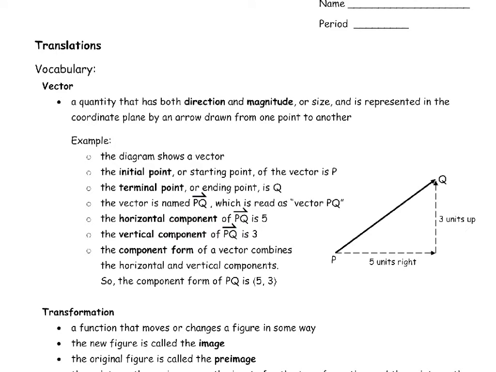The horizontal component of PQ, meaning horizontally left or right, how we move, is 5. The vertical component, how we move from down to up, is 3. The component form of a vector combines the horizontal and vertical components, so you would see it as such, where it is <5, 3>. Sometimes we would also write it as such: x, since we went right 5, plus 5, and y, since we went up 3, plus 3, is another way to also term that.